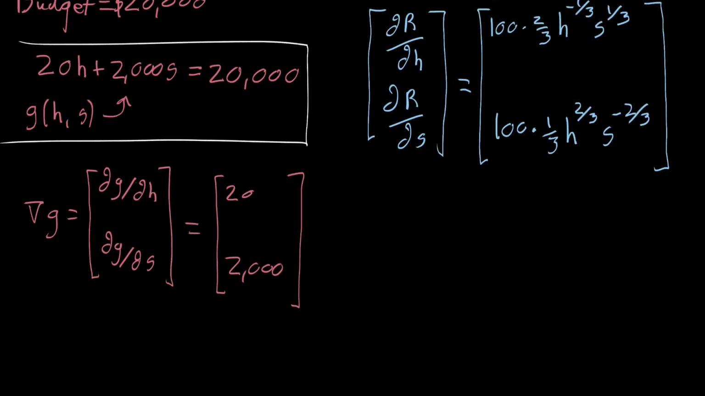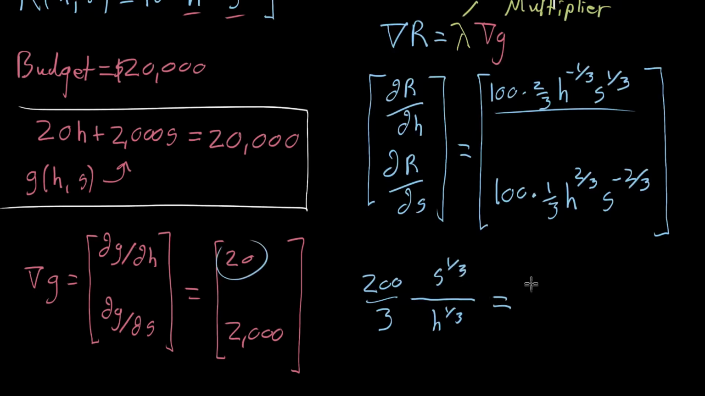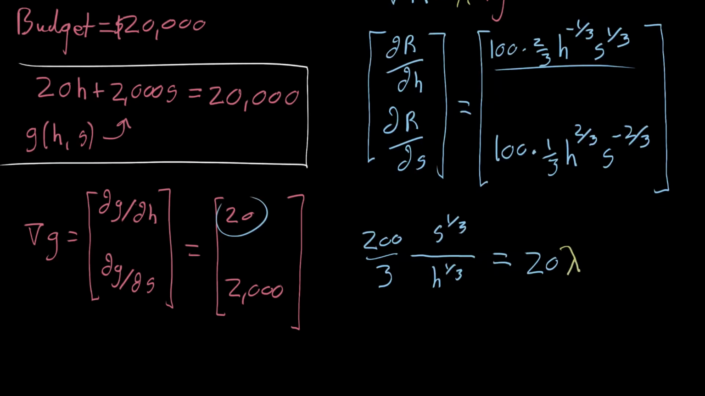So that's great. And this means when we set the gradient of r equal to the gradient of g, the pair of equations that we get, and let me just write it all out again, is we have this top one, which I'll call 200/3 times, and let's go ahead and do a little simplifying while I'm rewriting things here. So h to the negative 1/3 is 1 over h to the 1/3, and that's s to the 1/3. So all of this, that first component, is being set equal to the first component of the gradient of g, which is 20 times lambda, this Lagrange multiplier. Because we're not setting the gradients equal to each other, we're just setting them proportional to each other. So that's the first equation.